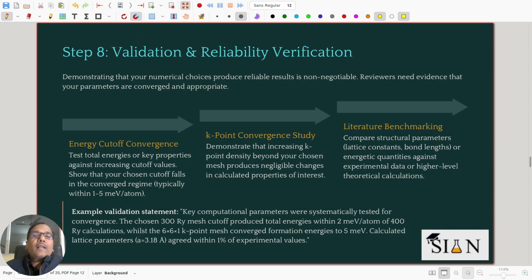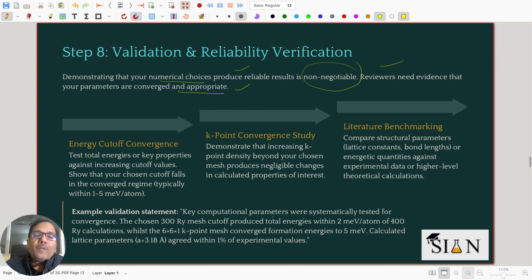And this validation and reliability verification, so demonstrating that your numerical choice produces reliable results is non-negotiable. Reviewers need evidence that your parameters are converged and appropriate. Generally, in my case, I use the convergence test for the energy cutoff, that is mesh cutoff, then k-points, and also the lattice variation, then final variation. So the energy cutoff convergence. Here we can even demonstrate this in the form of a graph.